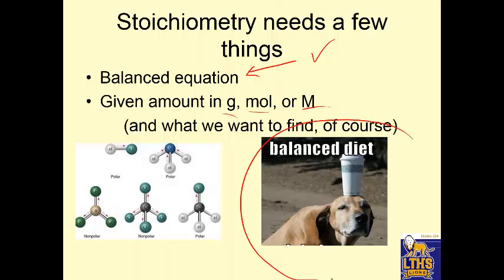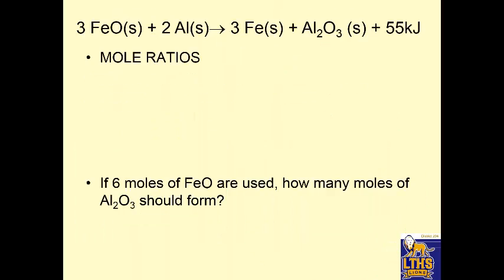Here is a reminder that we need a balanced equation to do stoichiometry. Oh, look, a balanced equation. And notice it has heat in it too. So what we can do with the balanced equation is write what we call mole ratios. Using this balanced equation is like looking at all of the equal things and making a conversion factor out of it. So we can say 3 moles of iron oxide for every 2 moles of aluminum. That's a mole ratio.